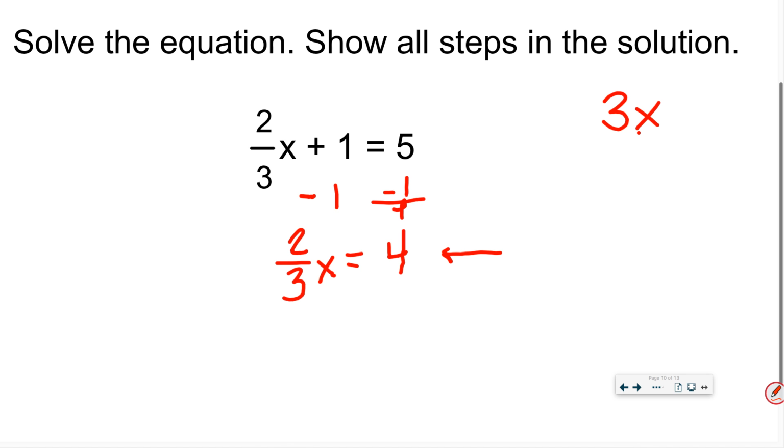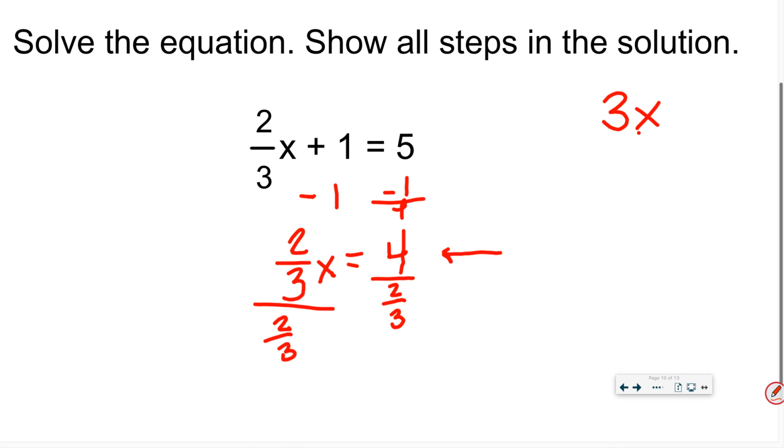What operation? You're saying the process? What operation, Jared? I'm going to divide. So here, x is being multiplied by 2/3. So I'm going to divide. The reason I use the fraction symbol is to show division here.